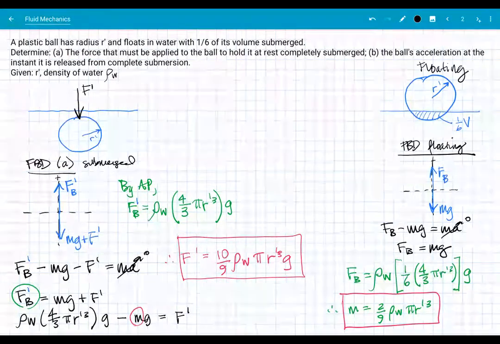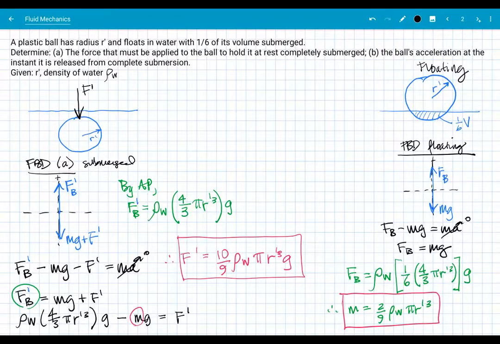All right, let's move on to part B here. So part B asks us to find the ball's acceleration at the instant it's released from complete submersion. So you push it under, again, I want you to think about this physically. You push the thing underwater and then you let it go, and you can kind of imagine that then it's going to accelerate upward, right? So now think about what's different about the free body diagram then. If we were to draw a free body diagram for part B, it's submerged, but now there's no force holding it down, right? That F prime goes away because you move your hand and you're no longer pushing it under the water.